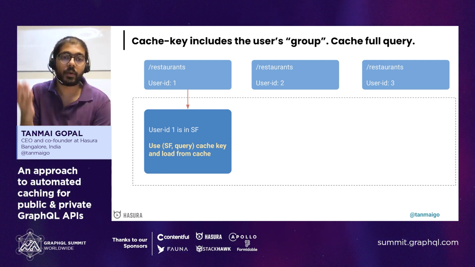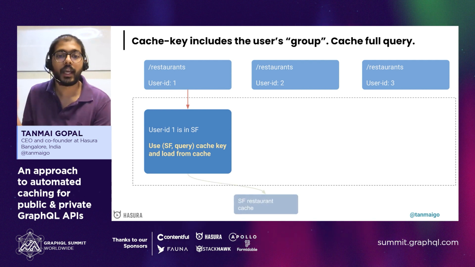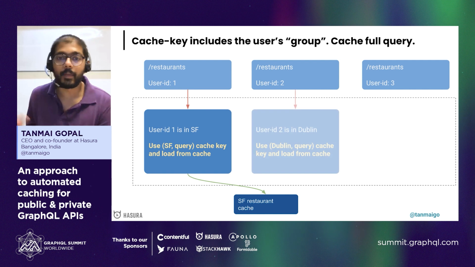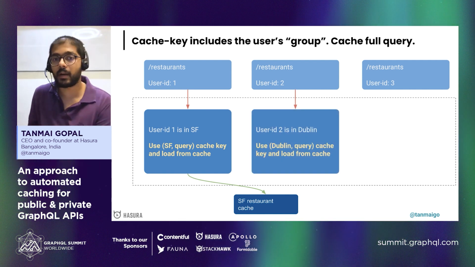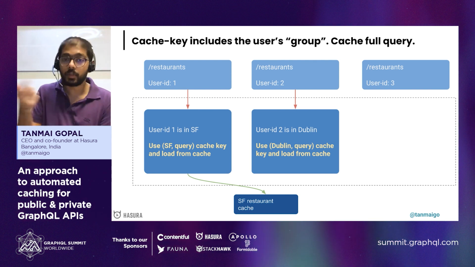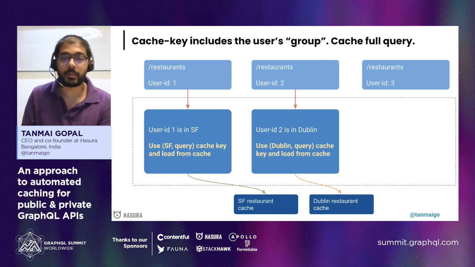So that location and the query, location comma restaurants query, becomes the cache key. And now you load it from the cache, right? Or you populate the cache and then you load it from the cache. And similarly, when the same query comes in for a user that's now in Dublin, you create a new cache key with the new location, which is Dublin, and then populate the Dublin cache and load from the Dublin cache.